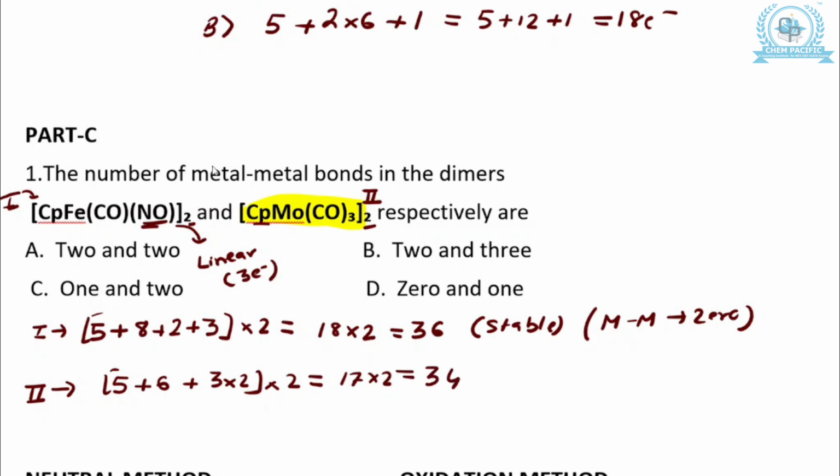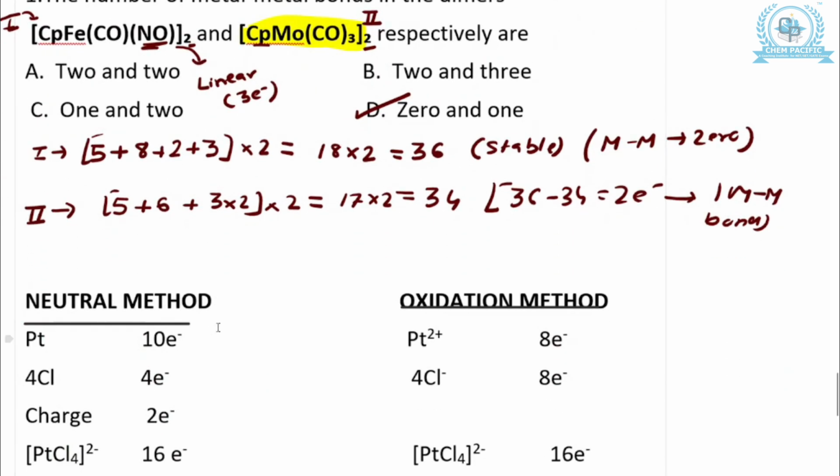So when it is 34, what is going to be? This is 36 minus 34, which is equal to 2 electrons, and 2 electrons result in the formation of 1 metal-metal bond. So the answer is 0 and 1. So the answer is D, which is 0 and 1. Clear? Now let us move on.